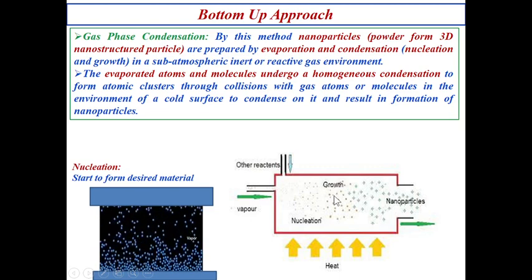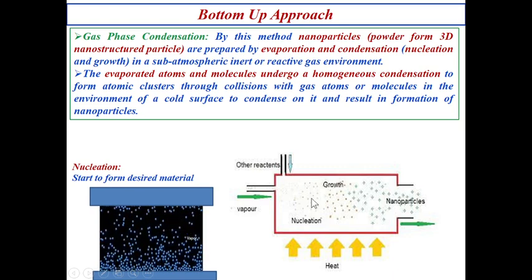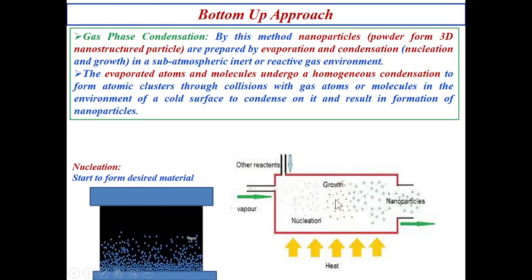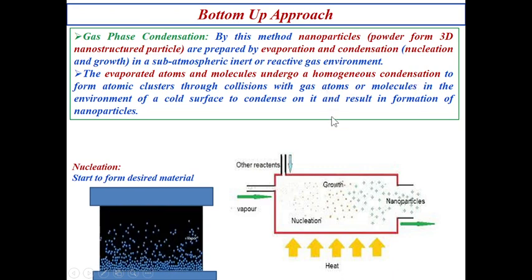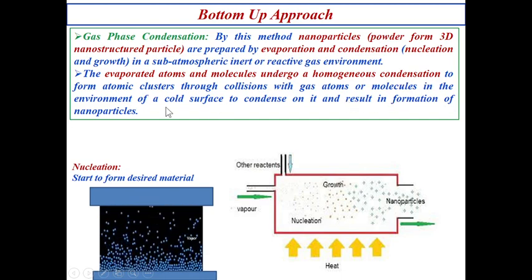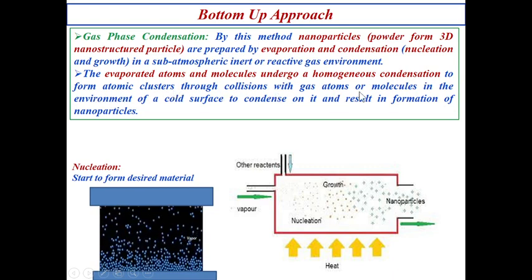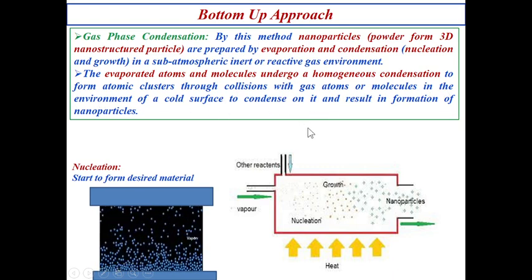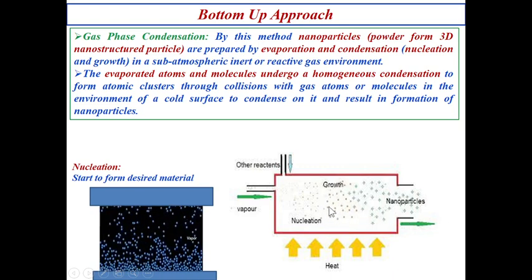At the time of condensation, the raw materials' corresponding atoms and molecules are joined together. If it is so, condensation means it should be a cold environment, right? So condensation to form atomic clusters through collisions with gas atoms or molecules in the environment of a cold surface to condense on it. Here we can consider these are the growths, the so-called atomic clusters.